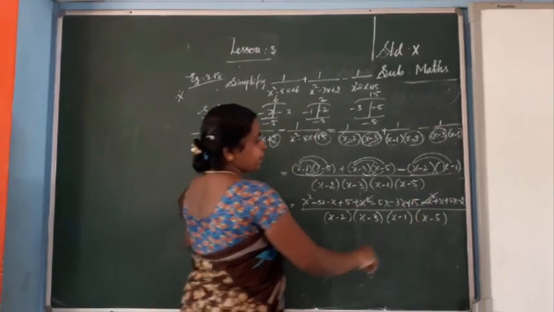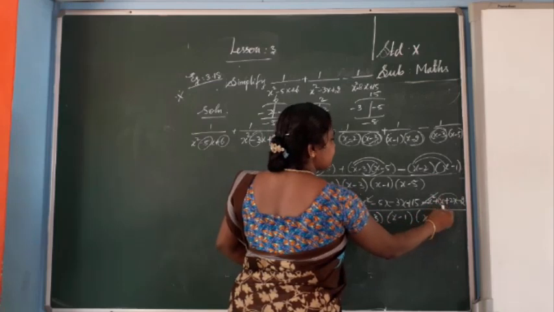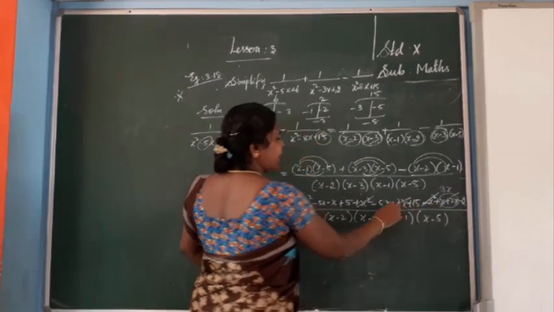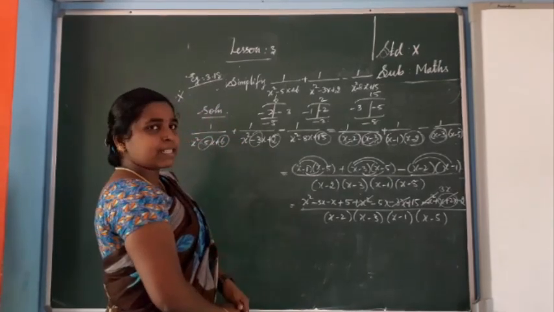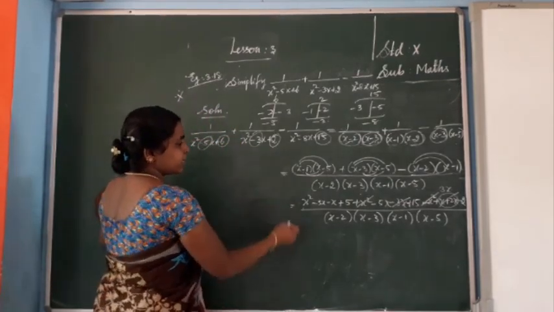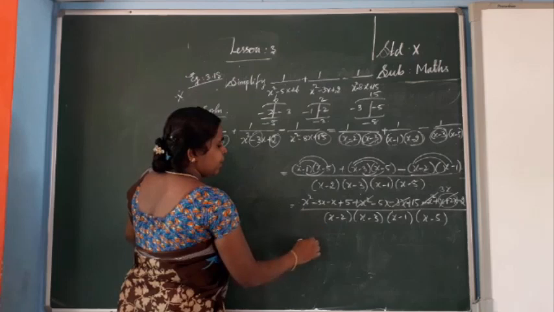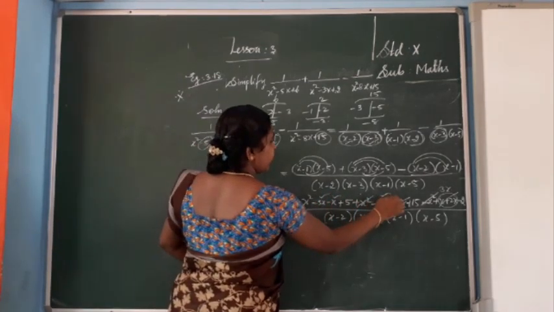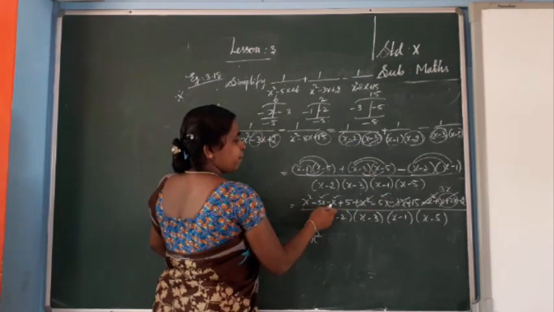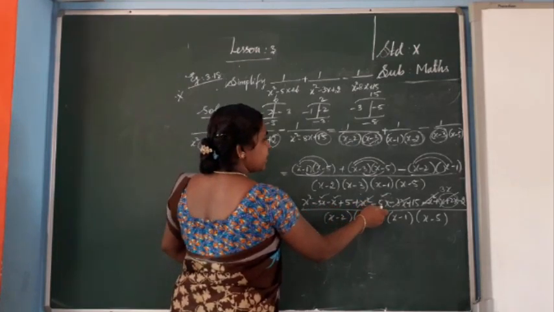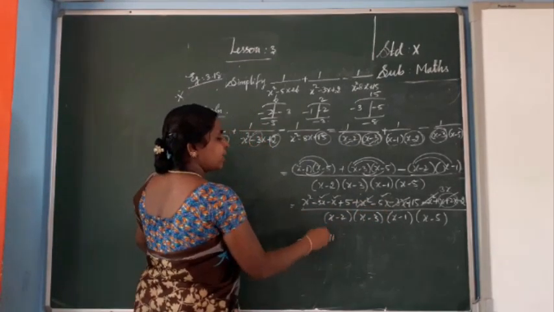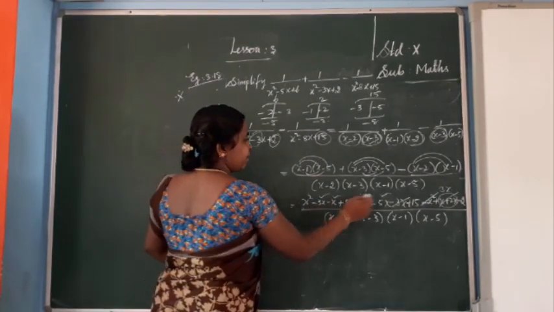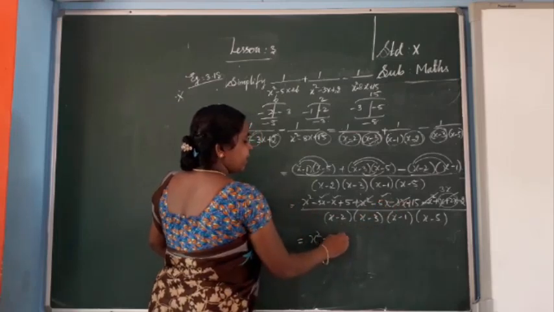Next, x plus x is 3x. So this 3x and minus 3x cancel. So what are the terms remaining? When x square is there, what are the terms? X, 1, 2, 3. Add this minus 5, minus 1, minus 6, minus 6, minus 5 is minus 11. All the terms are negative, so you have to put minus and add the values 5 plus 1 plus 5. That is 11x.